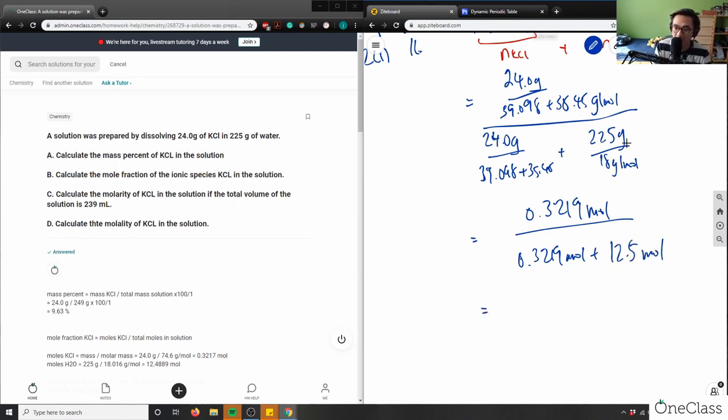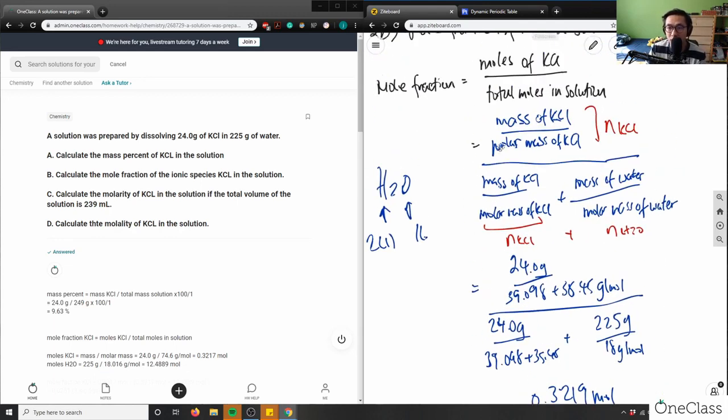So again, I have 0.3219 divided by 0.3219 plus 12.5. I'm going to get a value of 12.8219. And then we just have to divide the two numbers: 0.3219 divided by 12.8219 would give me a value of 0.0251, which would be my mole fraction for this question here.